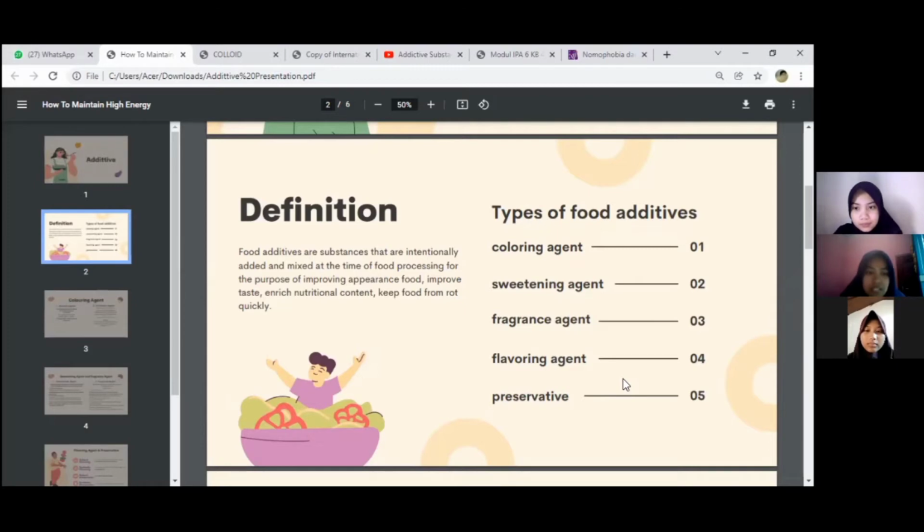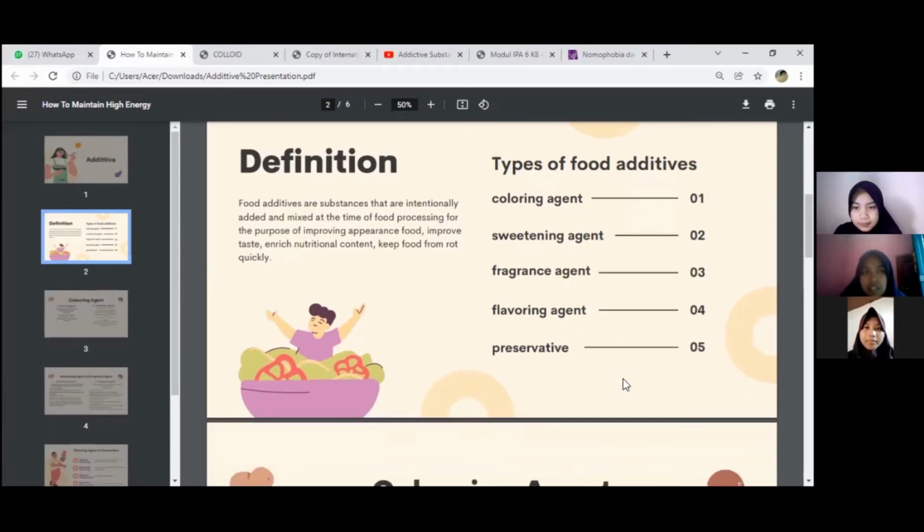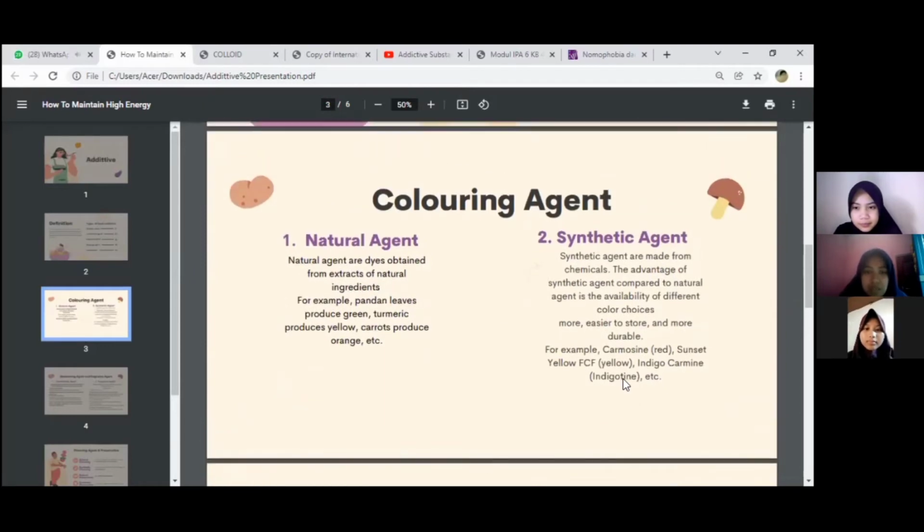Or we can simply say that an additive is a substance that, when we add it into the food, will cause changes, maybe to the color or the taste, and so on. And next, there are several types of food additives: coloring agents, sweetening agents, fragrance agents, flavoring agents, and preservatives. In the next slide, I will explain in a little more detail about each type of additive.